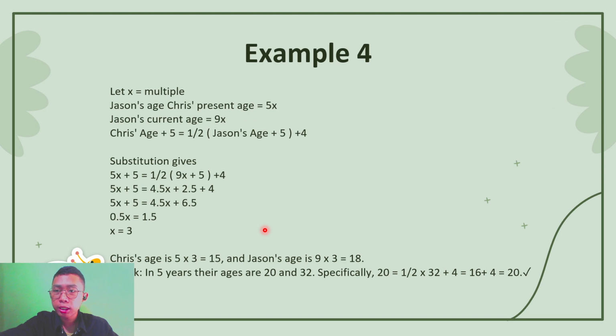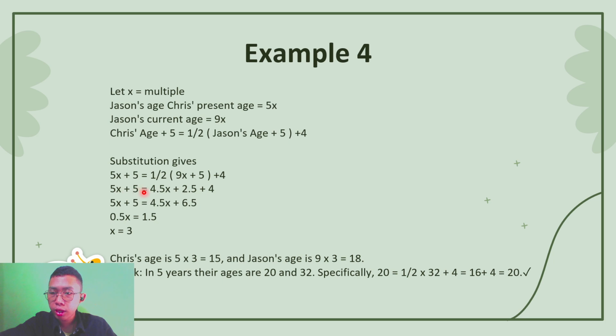Let x be the multiplier. Chris' present age is 5x, and Jason's current age is 9x. Chris' age plus 5 is equal to a half times Jason's age plus 5, plus 4. Substituting gives 5x plus 5 equals a half times in brackets 9x plus 5, plus 4.